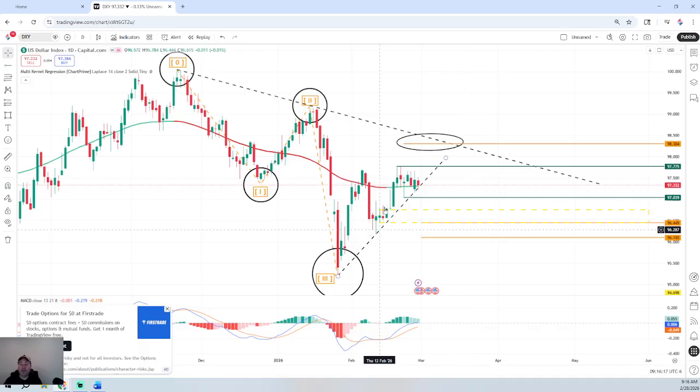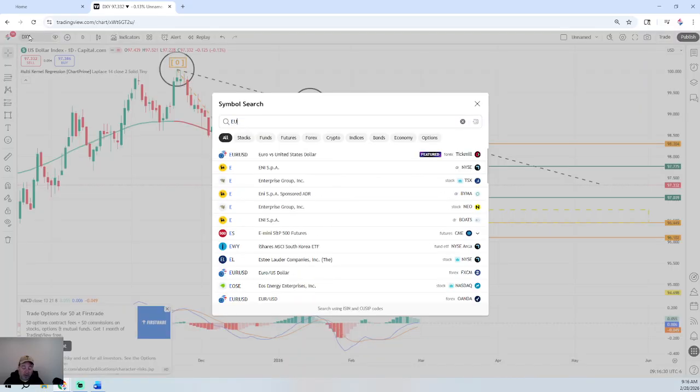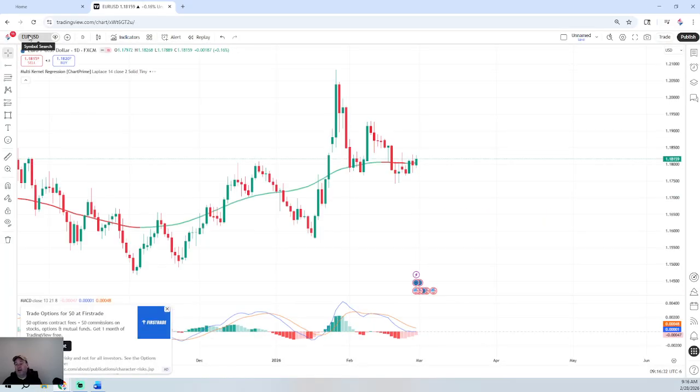Remember, this will swing low up to here to this swing high. This whole area may be the trading range for the dollar index for the next month or two to go. Okay, so enough of that. Now that we established that, we go to our Euro US dollar. All right, here we go. Now we have a clean chart.